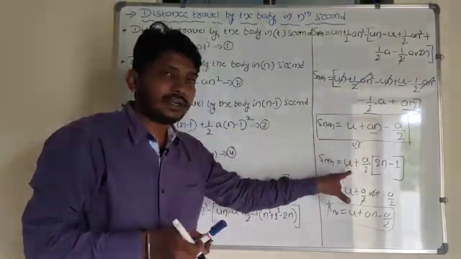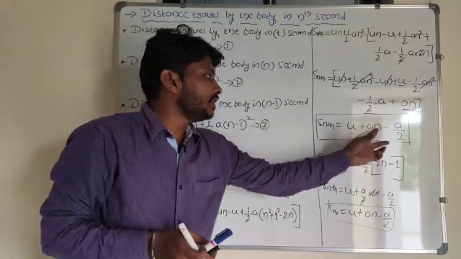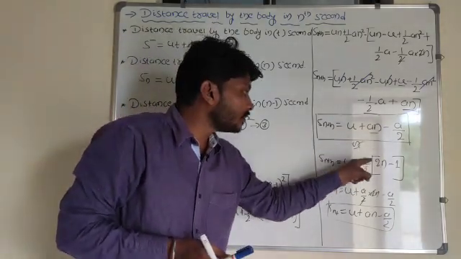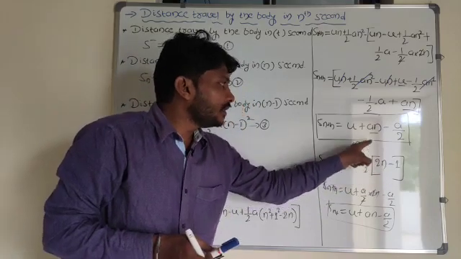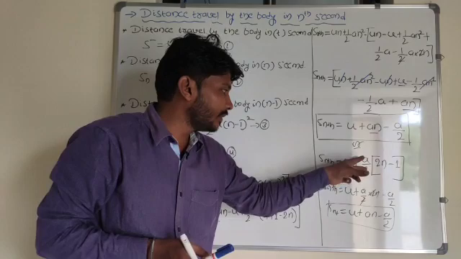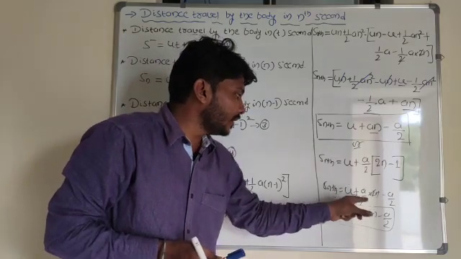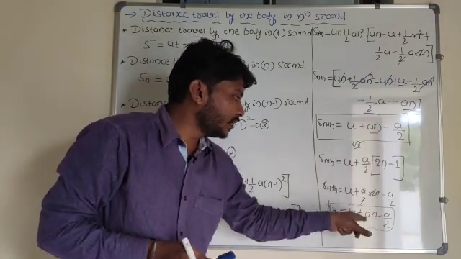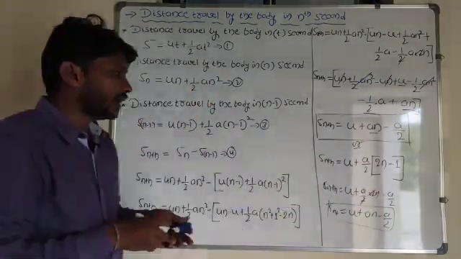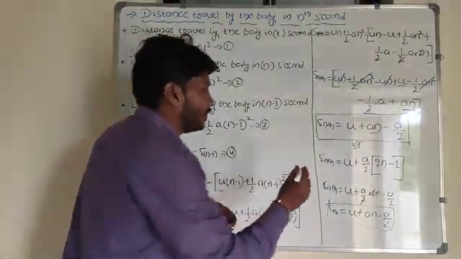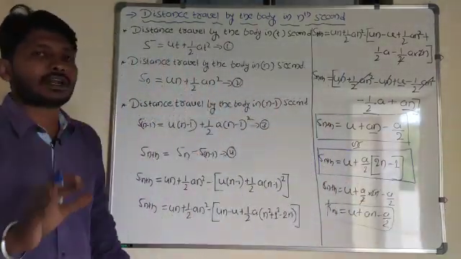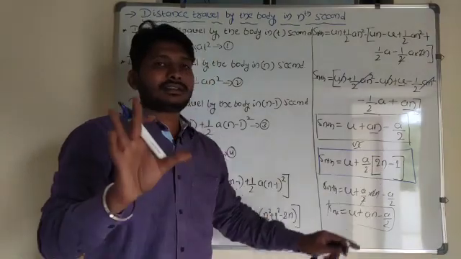So look here, u plus an minus a by 2, this equation I can rewrite as u plus, in these two terms if I take a by 2 as common, I can write it as 2n here. Why? Because a by 2 into 2n, again you will get a into n only. For that purpose I took a by 2 as a common factor, and then I get that expression for the distance traveled by the body in nth second here.